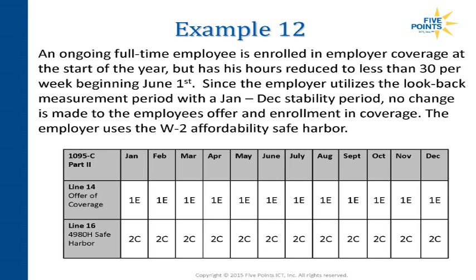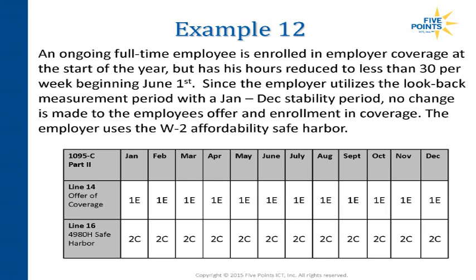So example number 12, we have an ongoing full-time employee who is enrolled in employer coverage at the start of the year, and has his or her hours reduced to less than 30 beginning June 1st. Since the employer utilizes the look-back measurement period with a January through December stability period, no changes are made to the employee's offer of enrollment and coverage. The employer utilizes the W-2 affordability safe harbor.